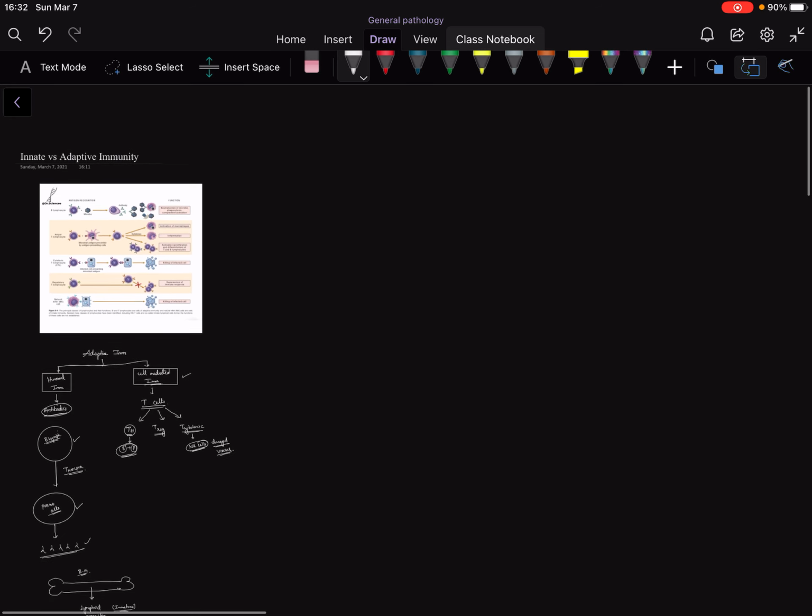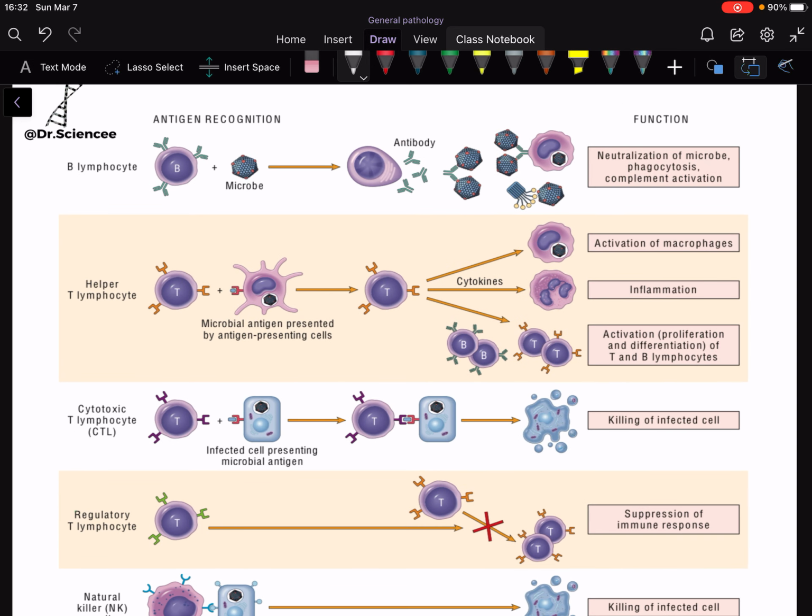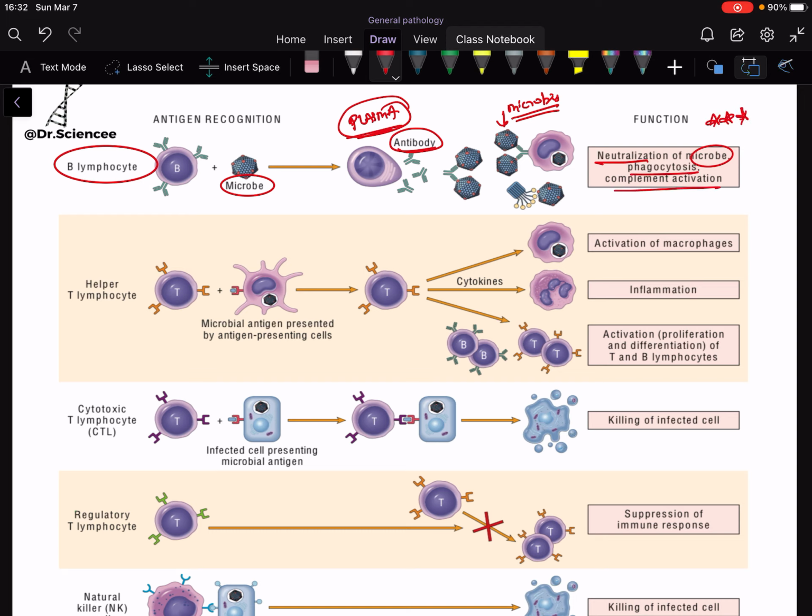Now we'll go deeper into that. So here are some of the cells I told you. This is a B lymphocyte. B lymphocyte comes under humoral immunity. When the microbe is presented to B lymphocytes, this is the plasma cells here, and these plasma cells are producing antibodies. These antibodies will go and bind to these microbes here, and these microbes are presented with antibodies which help in the neutralization of microbe, phagocytosis and complement activation. I will explain these in the next videos.